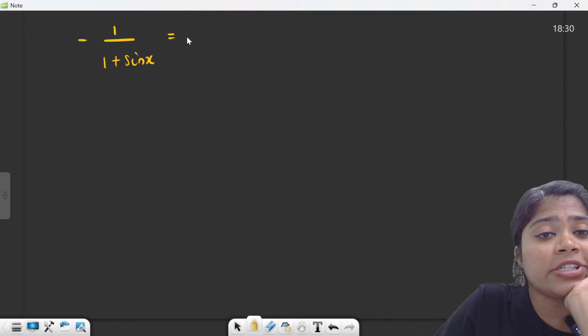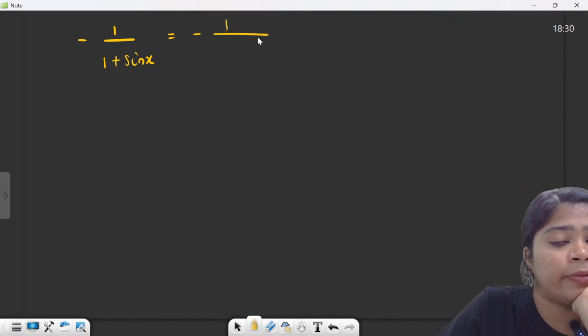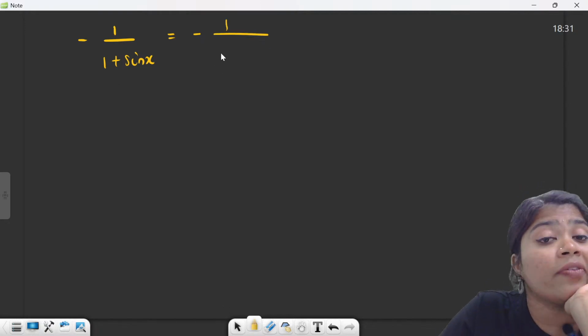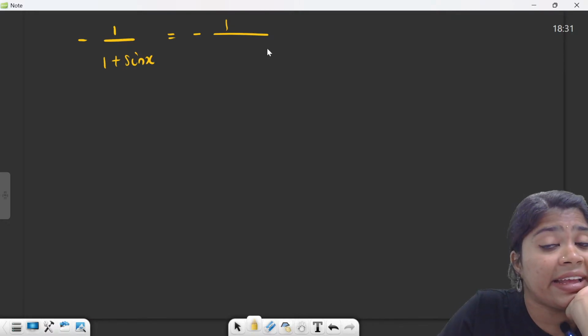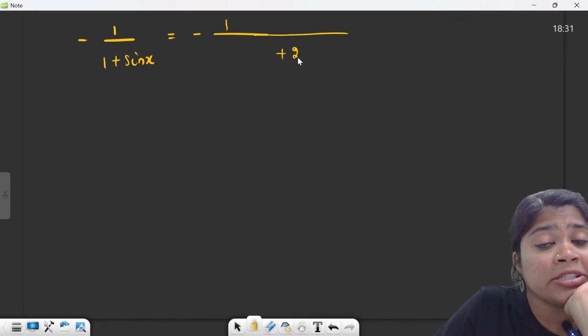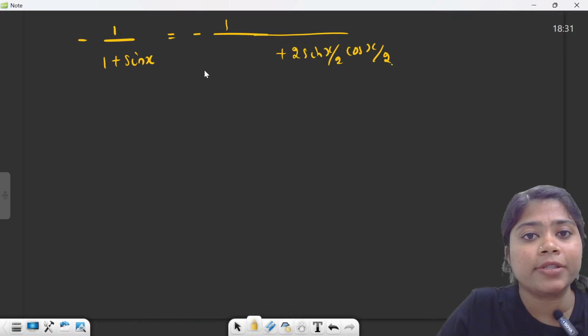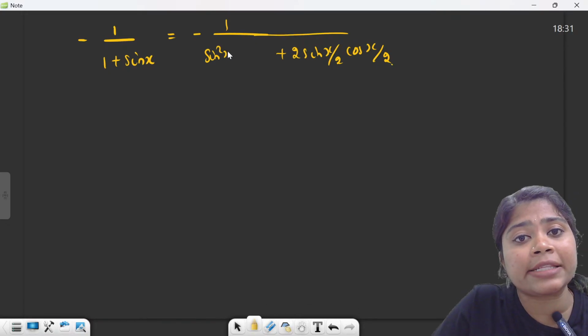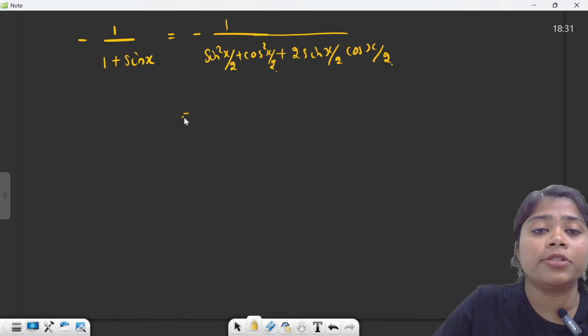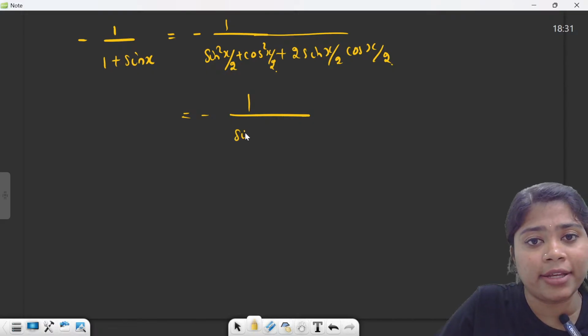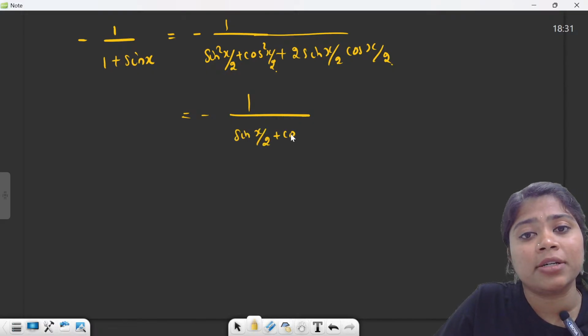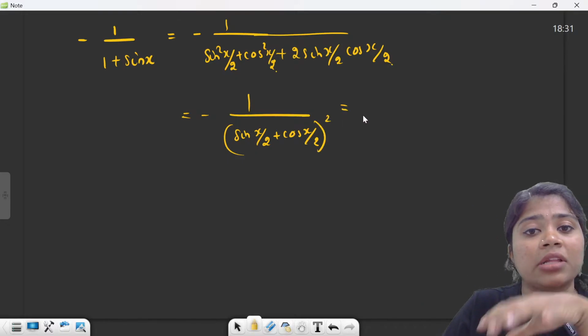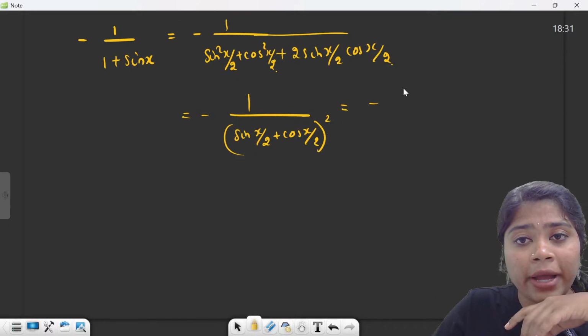Okay. So which is equal to minus 1 divided by... So 1 plus sin x; the sin x can be written as 2 sin x by 2 cos x by 2, right? And this 1 can be written as sin square x by 2 plus cos square x by 2. So which is equal to minus 1 divided by sin x by 2 plus cos x by 2 the whole square.